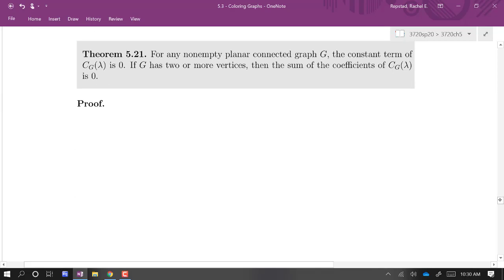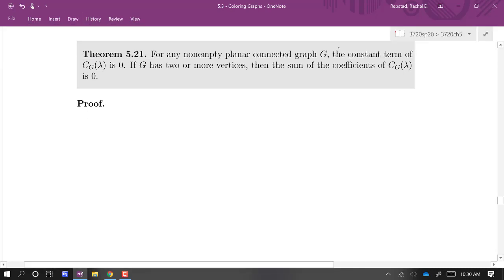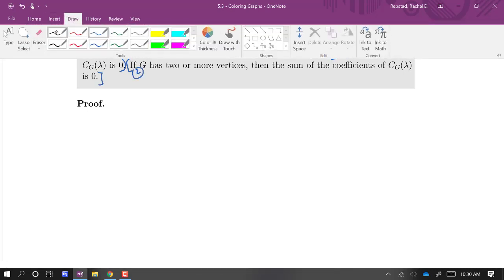Okay. Our next result says that for any non-empty planar connected graph, the constant term of the chromatic polynomial is always 0. And if G has 2 or more vertices, then the sum of the coefficients is always 0. So there's two things that we're showing here, okay? One is that the constant term of the chromatic polynomial is 0, so I'll call that the first result. And then here's our second result: if G has 2 or more vertices, the sum of the coefficients is 0.